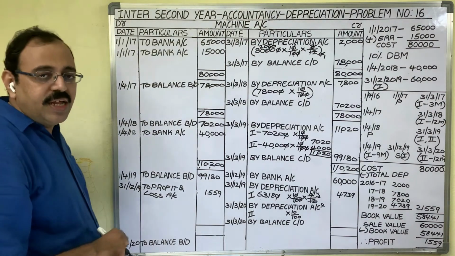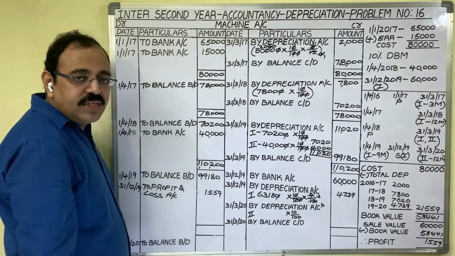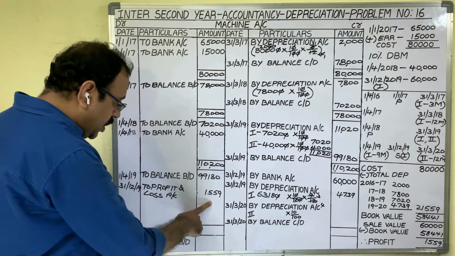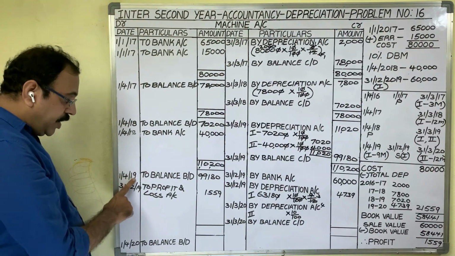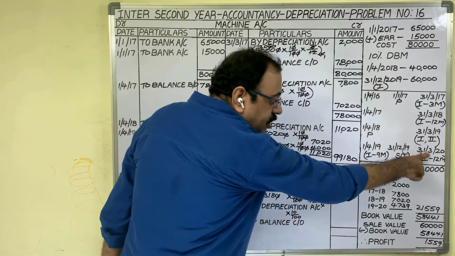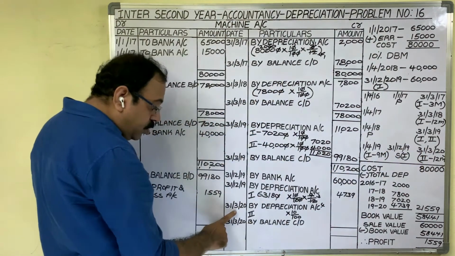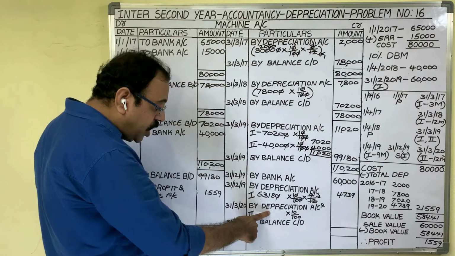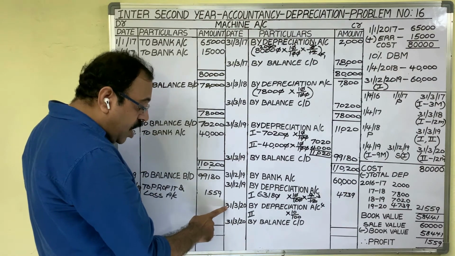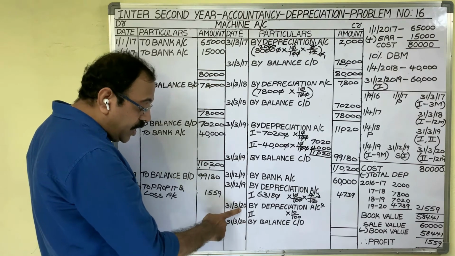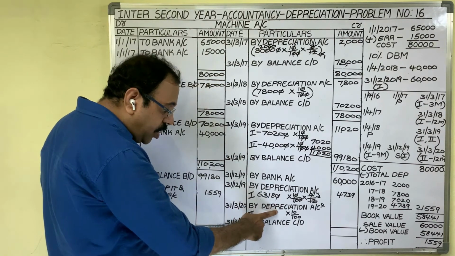Now come to the second asset, the 40,000 worth asset. It is not sold. So in the fourth year, from 1st April 19 to the year last date, 31st March 20, up to that date we used it. Therefore, we should provide the depreciation on the second asset up to 31st March 2020. Write down the date by depreciation account.